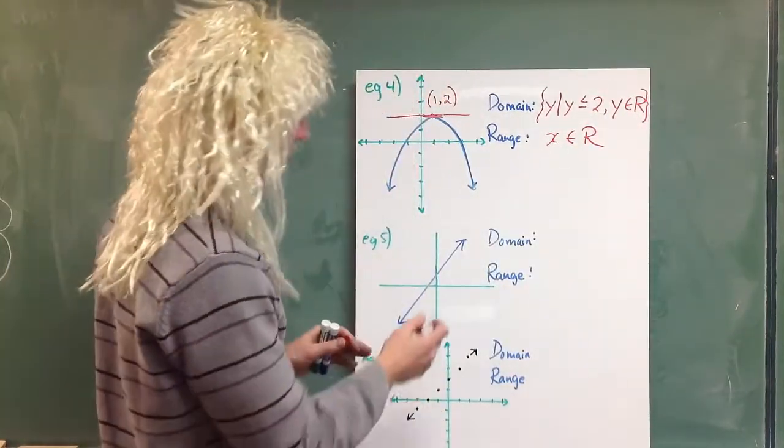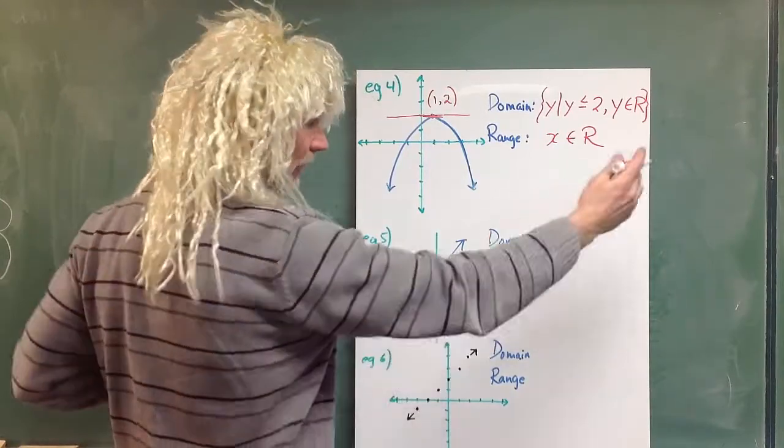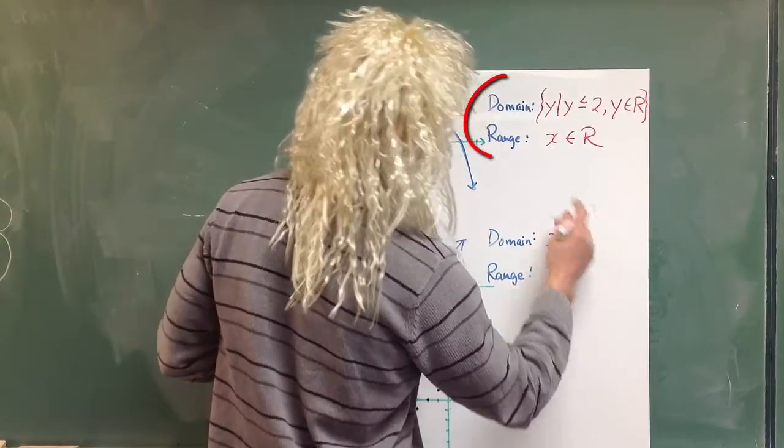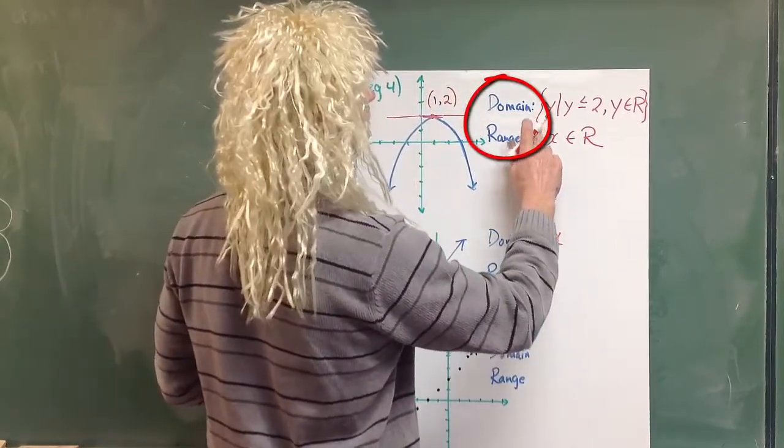Okay, let's try this one. This domain goes left and right forever because of these arrows. So I can just say that x, whoops, it's easy. See what I did wrong over here? I got these backwards.